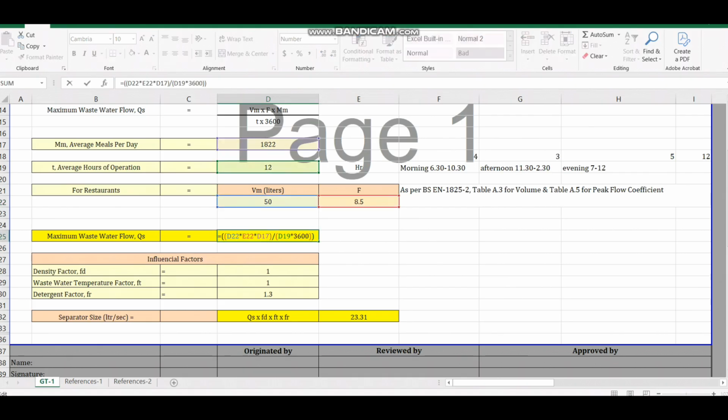Now the remaining values we already have, like the number of meals, then the frequency, and all other factors we already got.